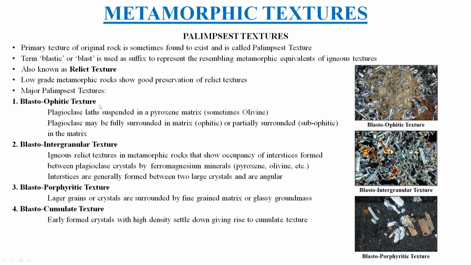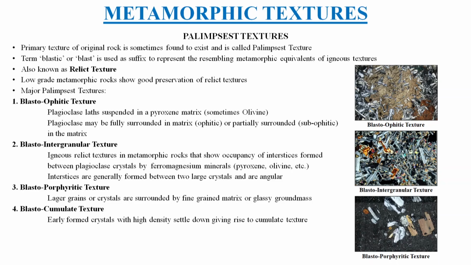Then you also have blasto-porphyritic texture, simply like the normal porphyritic texture exhibited by, for example, basalt, where you have large grains of plagioclase sitting in a very fine grained groundmass. That is your porphyritic texture. We have discussed that in our discussion of igneous texture. Larger crystal grains surrounded by a fine grained matrix or glassy groundmass will obviously be porphyritic texture, but when it is exhibited by a metamorphic rock, it becomes blasto-porphyritic texture.